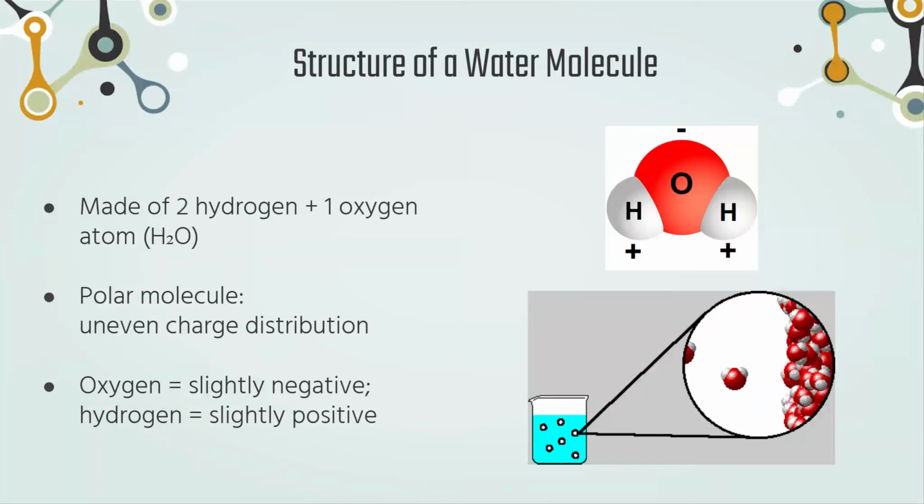So let's talk about the structure of a water molecule. A water molecule is made up of two hydrogen atoms bonded to one oxygen atom, and that's why we say the chemical formula for this is H2O. So this makes water a polar molecule, meaning that it has uneven charge distribution. The oxygen atom has a negative charge, and the hydrogen atoms have a positive charge, making this molecule polar.